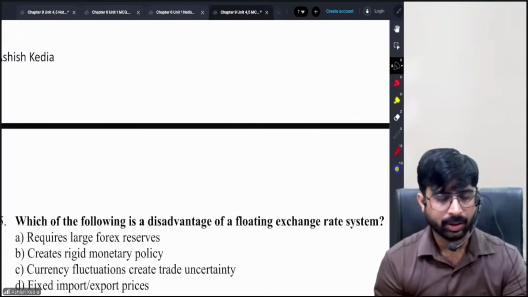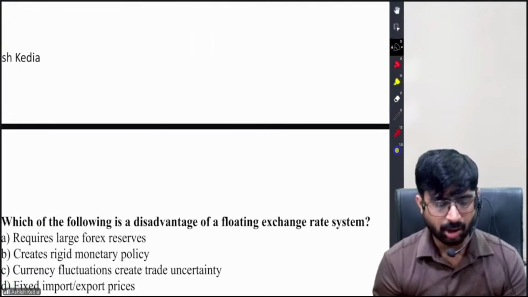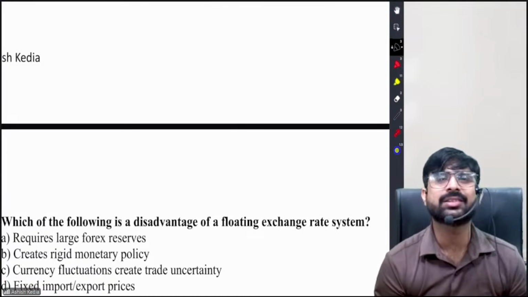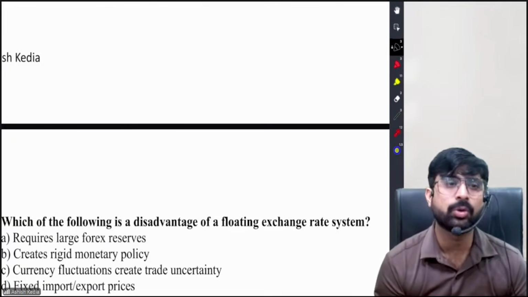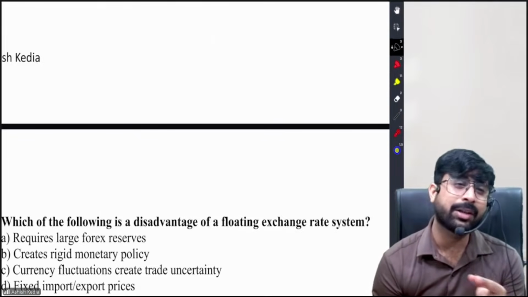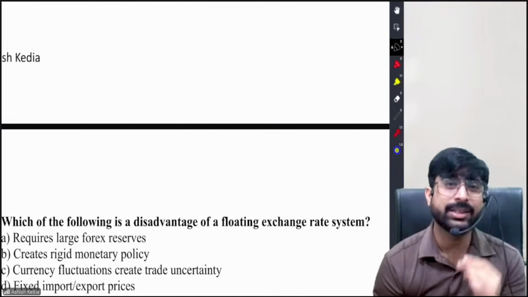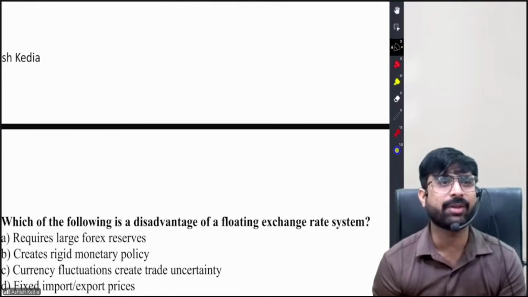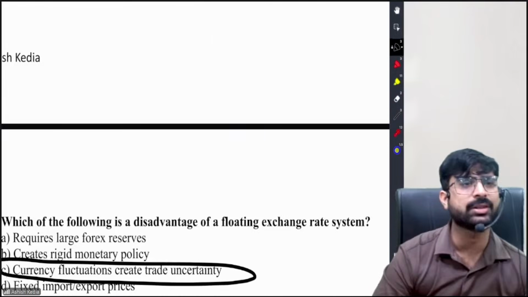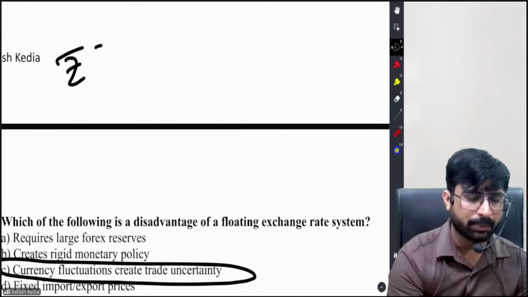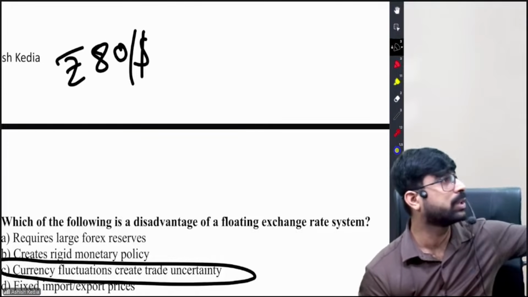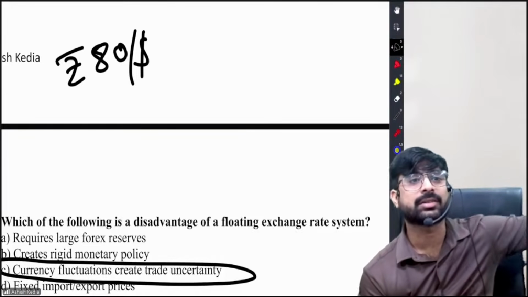Which of the following is a disadvantage of the floating exchange rate system? You remember what a floating exchange rate system is? Where the exchange rate is decided by whom? By the market forces of demand and supply. But whenever you leave everything to demand and supply, there will be volatility. There will be wide fluctuations. So currency fluctuations create trade uncertainty. Today, it may be rupees 80 per dollar. So you may feel that, okay, the rupee value has improved, so let's start selling.